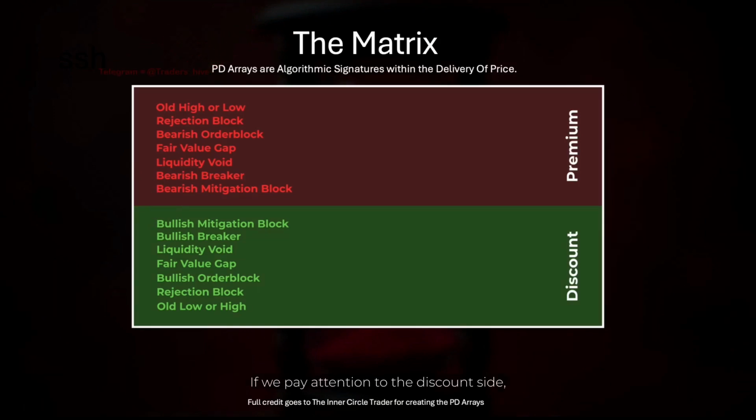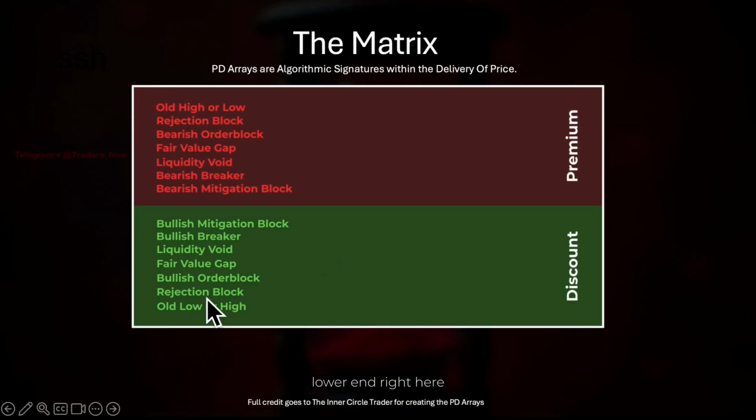If we pay attention to the discount side then, what you can see is that it begins on the lower end right here with an old lower high. A rejection block forms, then a bullish order block, then a fair value gap, then a liquidity void. Again, this can be ignored, but we'll get to that in a bit. Then a bullish breaker forms, and then a bullish mitigation block forms.